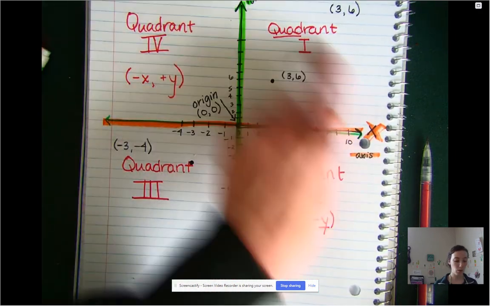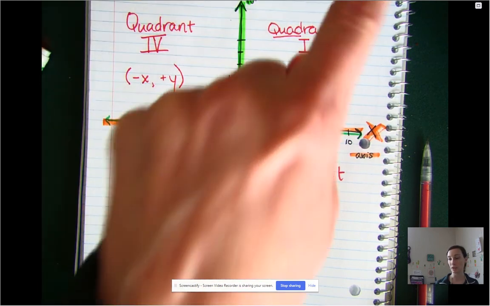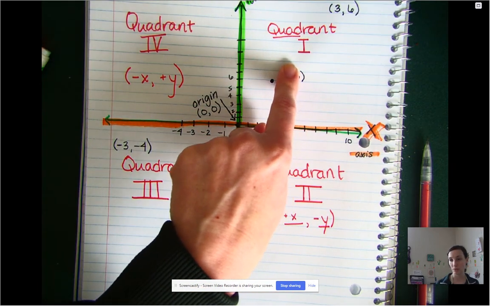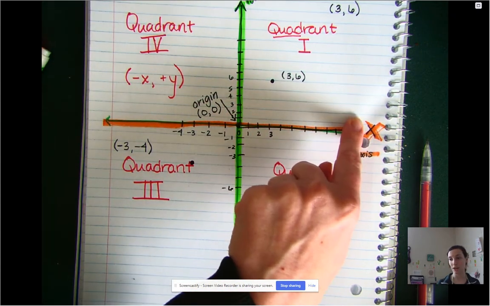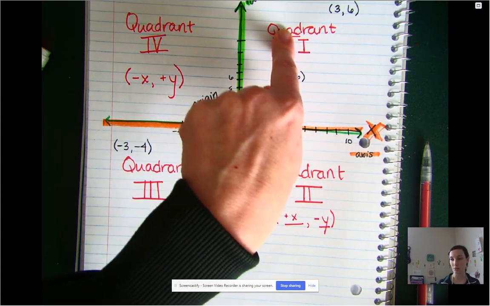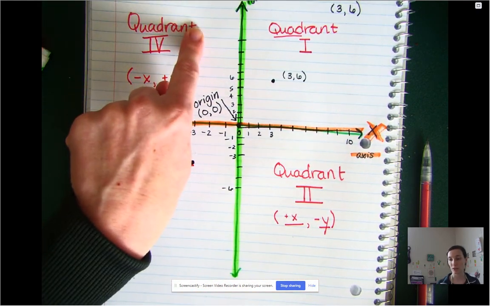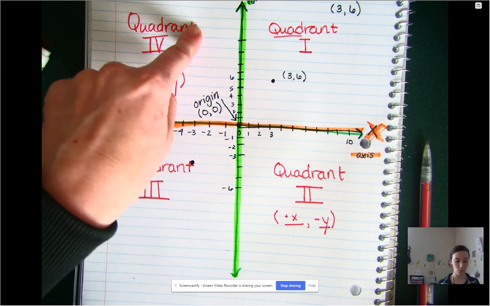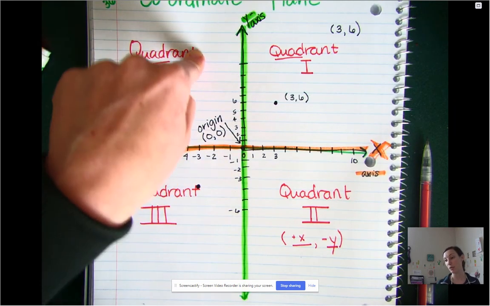They go in order like this. I like to think about, this is quadrant 1 because it was the first one you learned about. It was first in this video, but also it was just first in your life. Positive, positive. From there, it goes around in a circle. 1, 2, 3, 4. So one of the skills is going to be, if I tell you a point, you can plot it and then tell me what quadrant it's in.